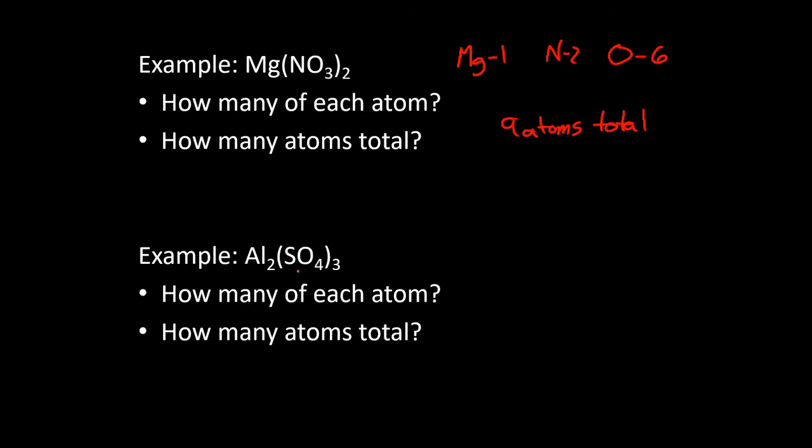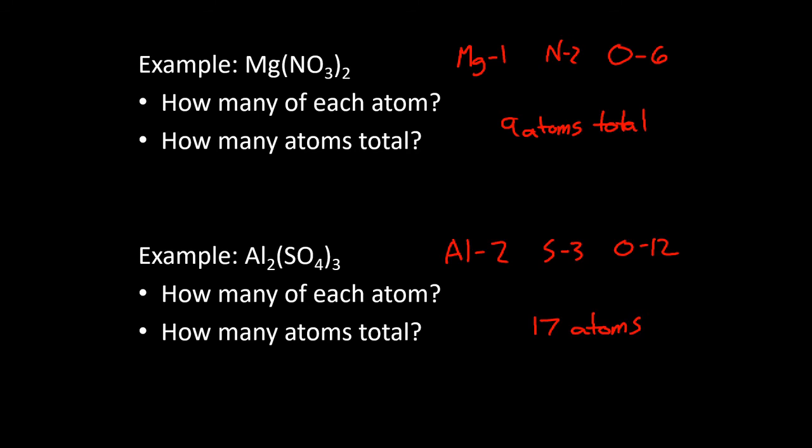Okay, so then for the second one here, we have aluminum, which we have 2, because we have Al2. It's not inside the parentheses, so the 3 does not apply to it. We have 3 sulfurs, and we have 12 oxygens. And so total, we have 17 atoms.